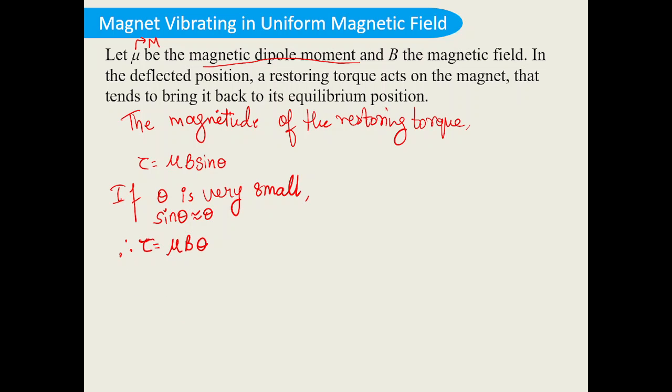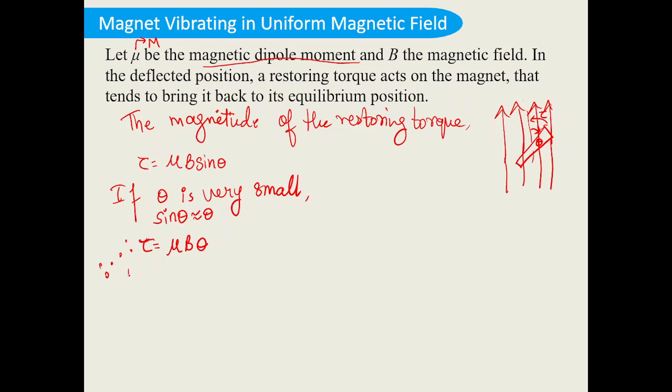But as per the property of SHM, this tau and theta are in opposite directions. Suppose I consider the axis like this, and the magnet is like this. Here theta is in this direction, but the torque acting is in the opposite direction.